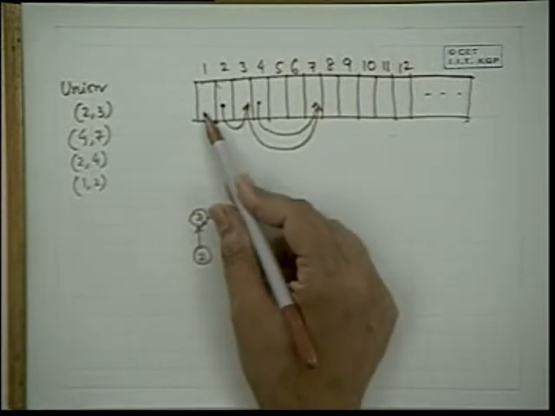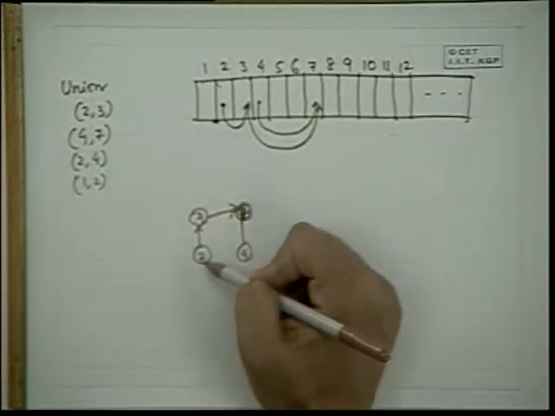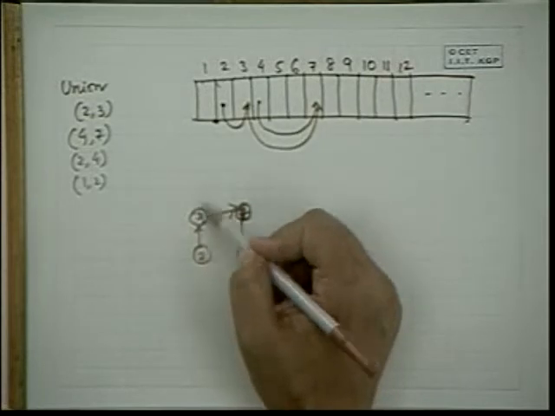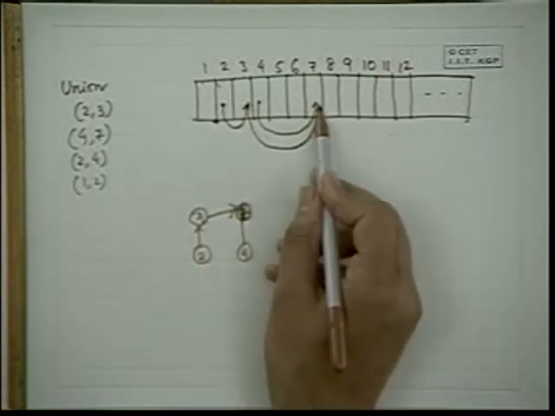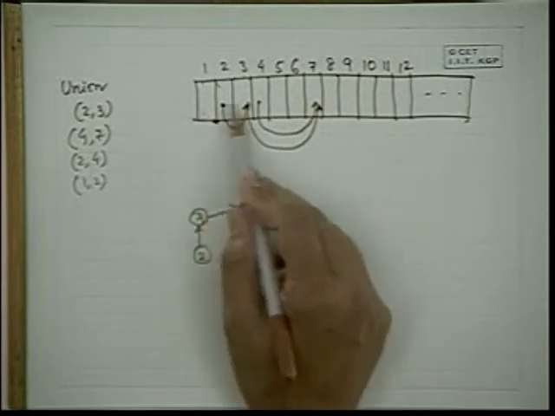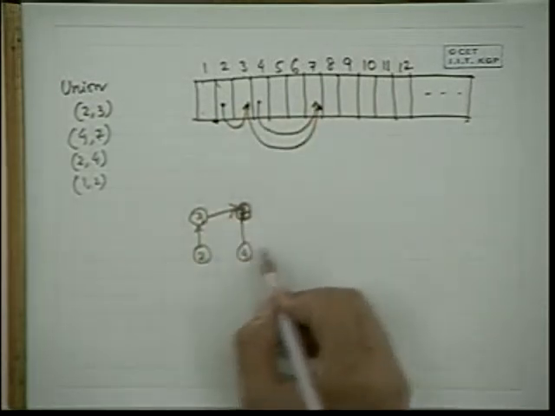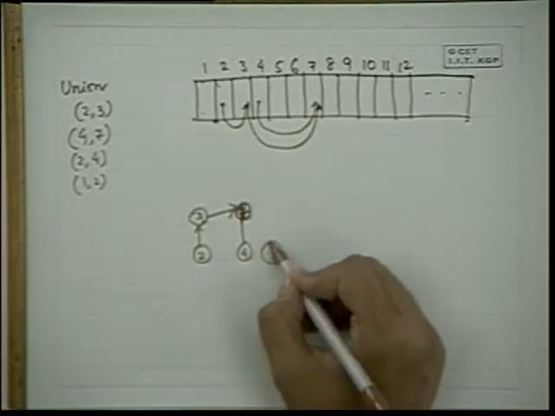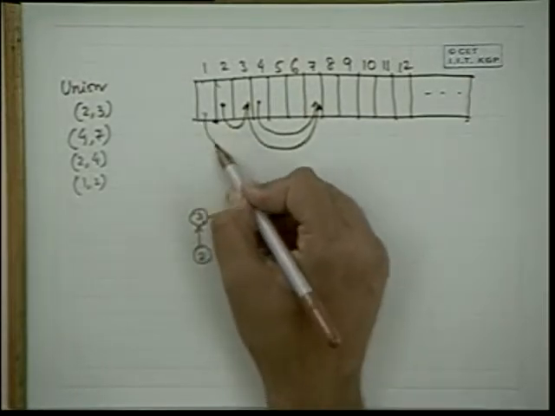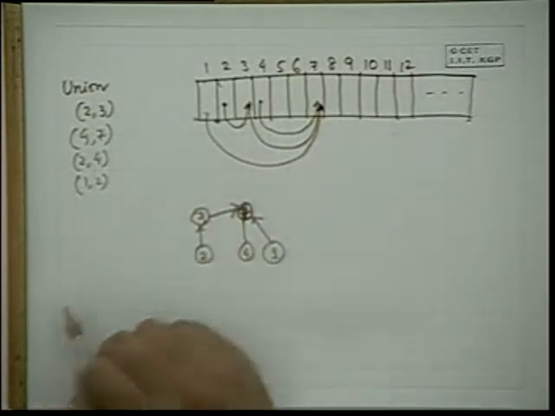Now suppose the next one comes which is 1 2. Now 1 is a tree by itself. For 2 we go up the tree, 2 to 3, 3 to 7. So this is the last. So basically 1 and 7 have to be joined now. So we make 1 a child of 7.